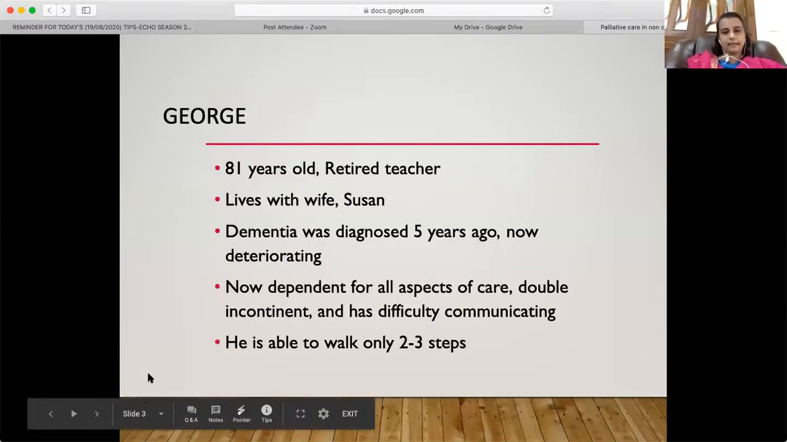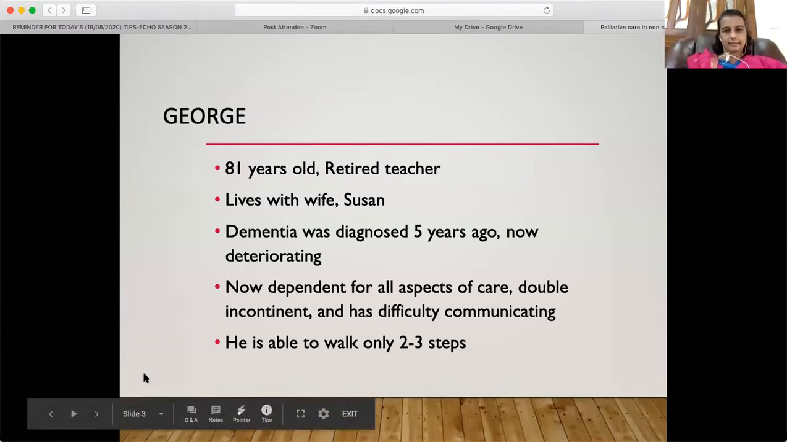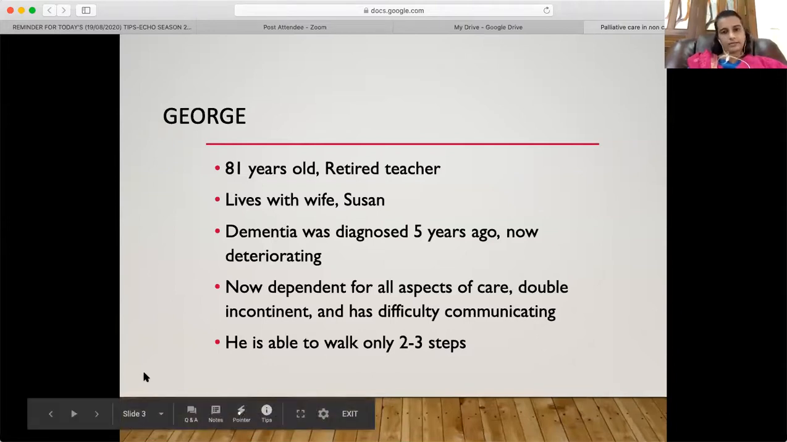Before we start the session, I would like you all to think of George. He's 81 years of age, a retired teacher. He lives with his wife, Susan, and he had dementia diagnosed about 5 years ago, but he has been deteriorating since then. Now he is dependent on all aspects of care. He's doubly incontinent, has difficulty in communicating, and mobility-wise he's able to walk only 2 to 3 steps.